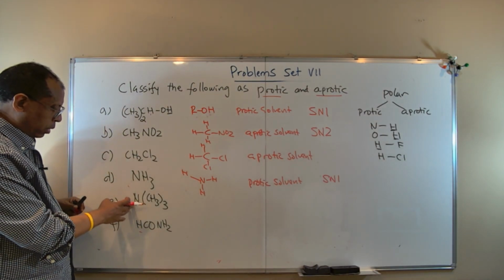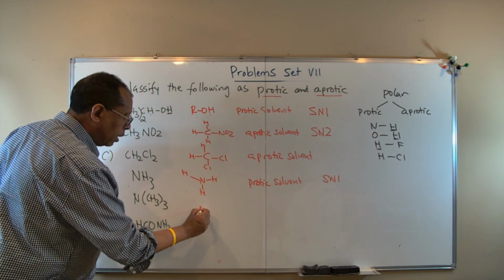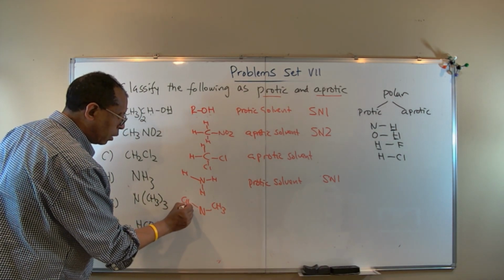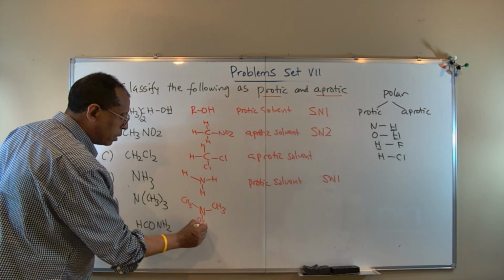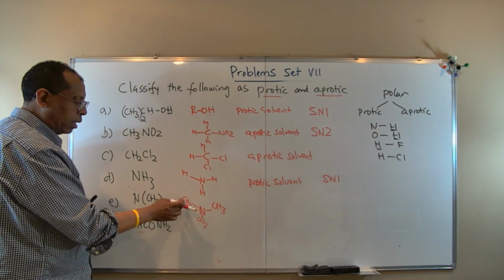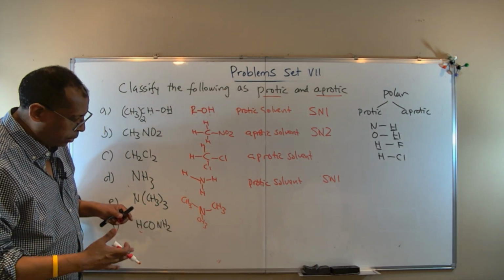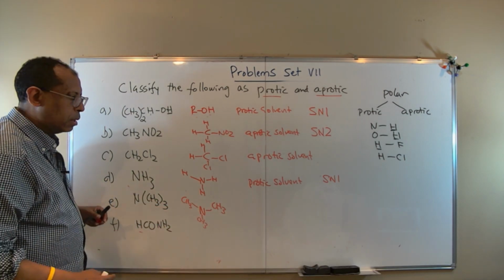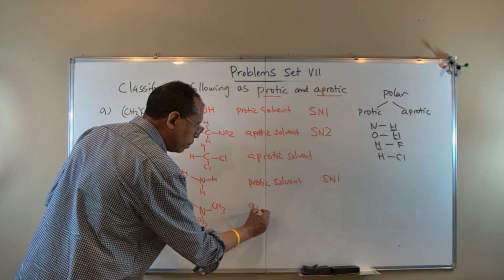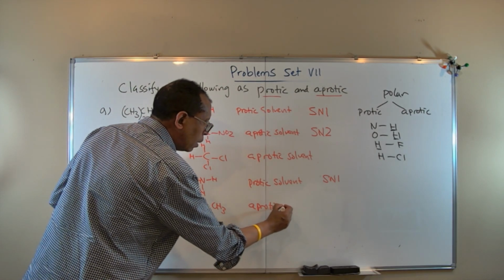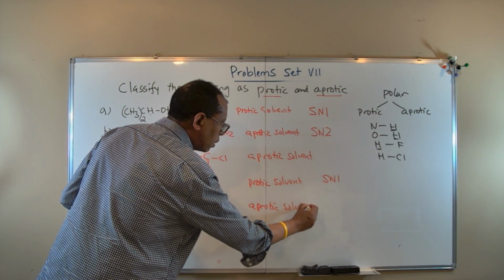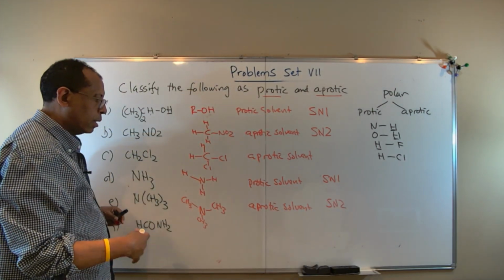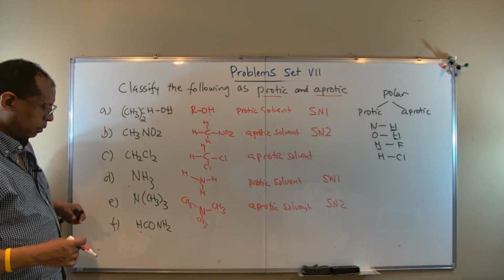The next one is trimethylamine. Even though it's an amine, the same functional group, the hydrogens are all substituted by carbon, and the hydrogens are not on any electronegative atom, they are actually on carbon. So this is an aprotic solvent, and it's kind of polar, so we can probably use it in an SN2 mechanism.